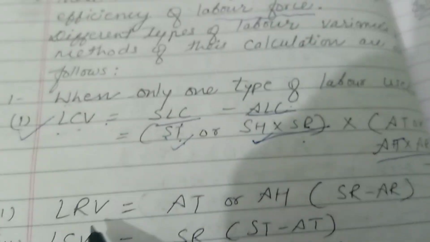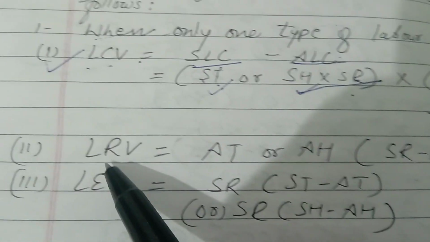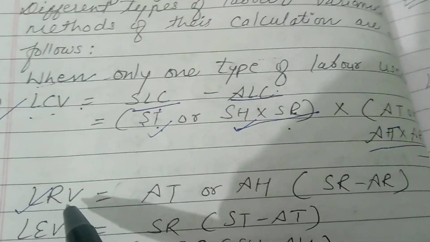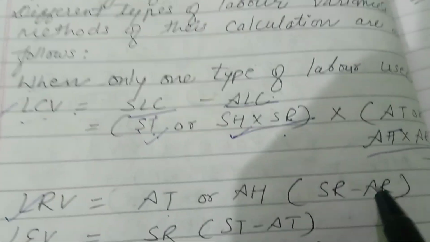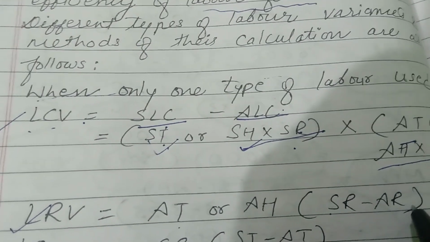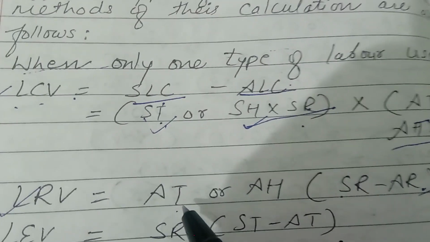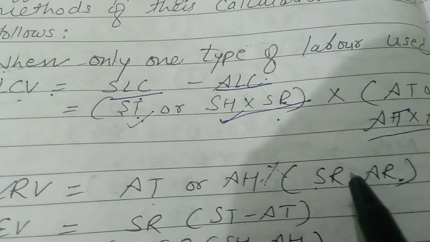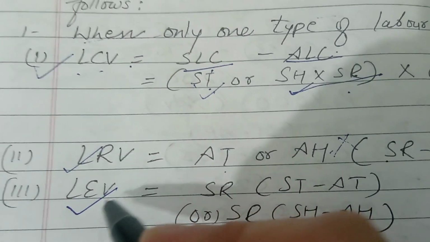Now, second is the labor rate variance. In this, we have to check, for one type of labor, what the process of their labor rate variance is. The formula is actual time or actual hours into the difference between standard rate minus actual rate. Again, this is LRV, labor rate variance. The third type of method is used when LEV is given.